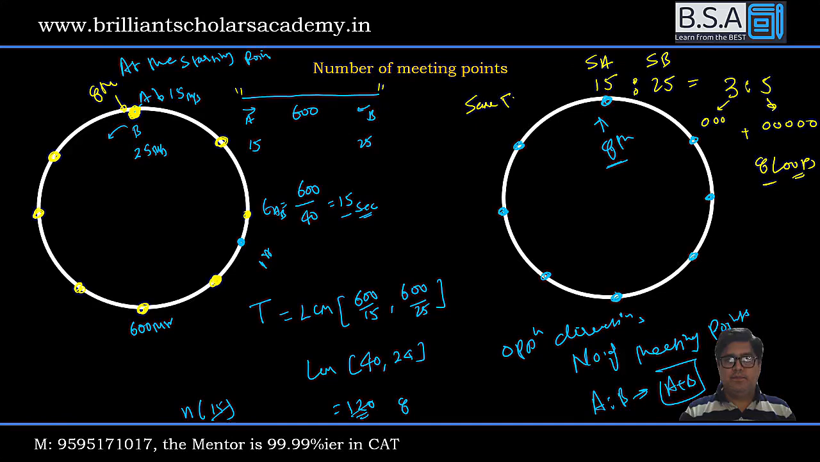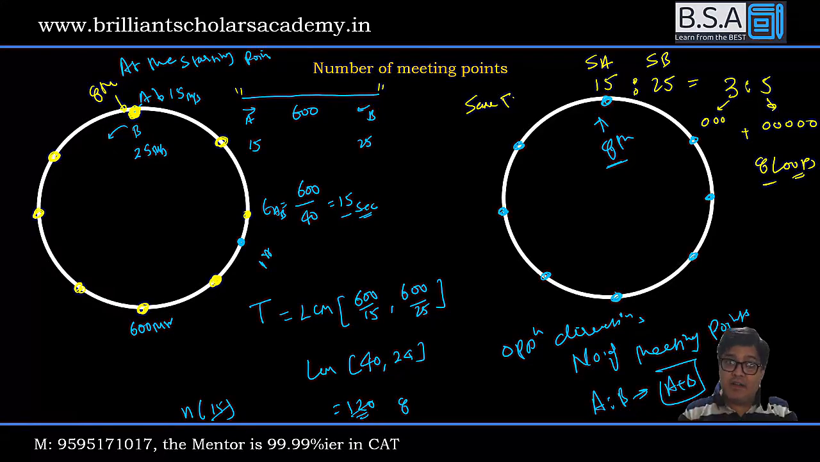Comment done. The left hand side is the theoretical approach. How do we reach that conclusion that there are 8 meeting points? The right hand side is more practical approach. Simply take the ratio of number of meeting points. You will always get to know how many meeting points are there.